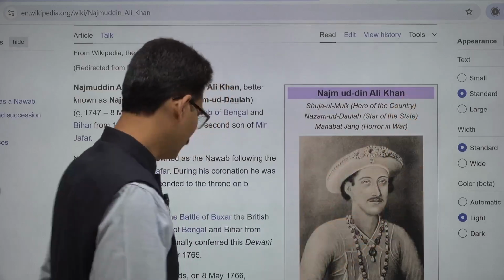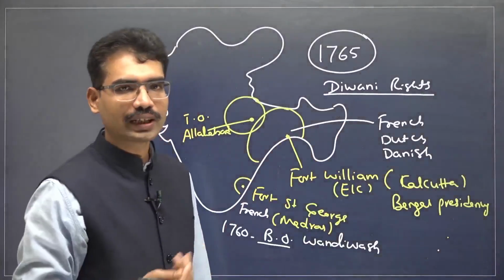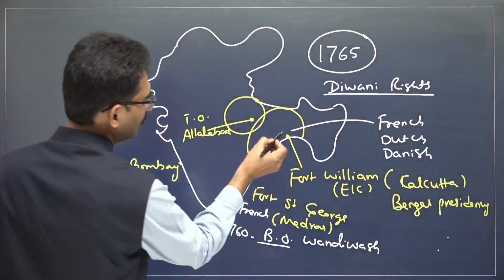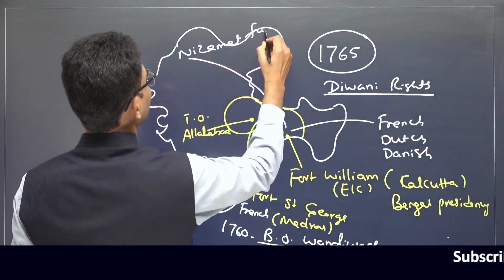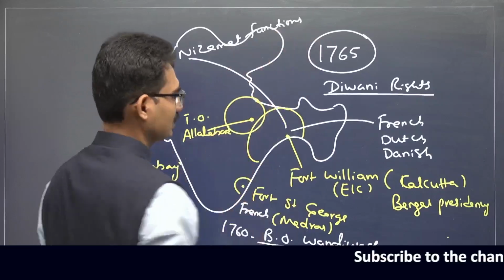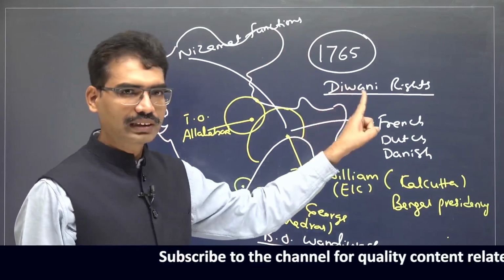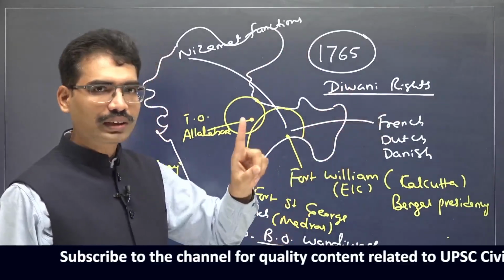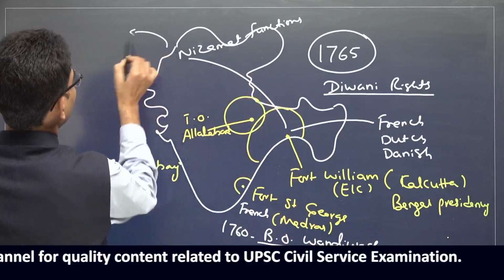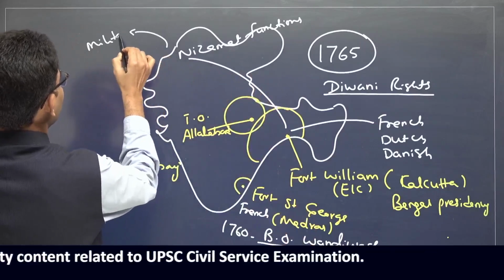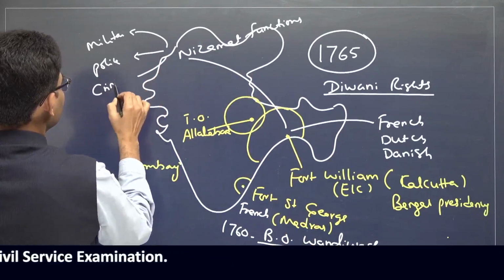ruler of Bengal. Now, what rights did he get? Nizamat functions. But what the East India Company has done, Diwani rights, land revenue, they got it. They tried to influence even the military also. Nizamat functions means military, police functions, criminal justice.